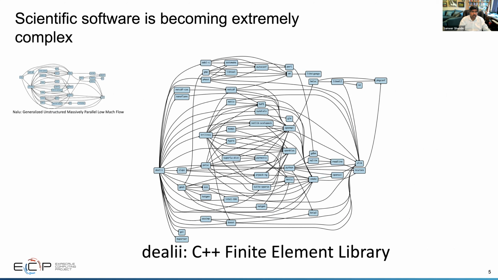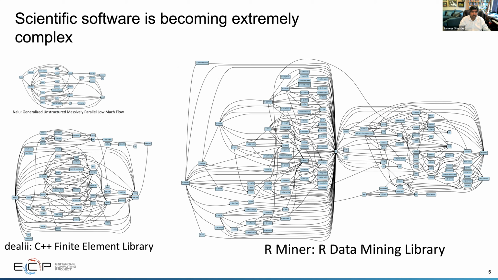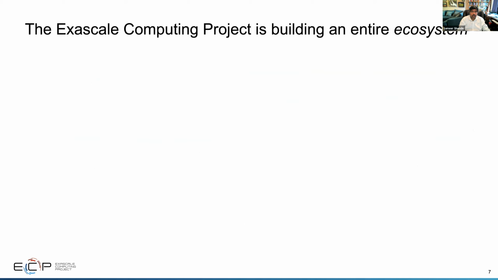That was Nalu, this is deal.II, and here is rMinor. So getting all the components installed in a manner that allows the applications to run correctly is a challenging proposition at times. And even proprietary codes are not immune to this. They often depend on many open source libraries. You can see that in this graph, the blue nodes are all open source packages.